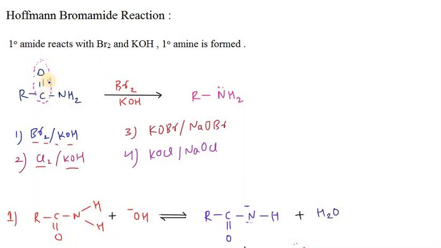In the amide you get rid of this carbonyl group in the presence of Br2/KOH, which forms a 1 degree amine. In the presence of Br2/KOH or Cl2/KOH the reaction may occur, or both of them could react with each other and form KBr and KOBr, a disproportionation reaction. If that is also mentioned, the reaction could also proceed by them.